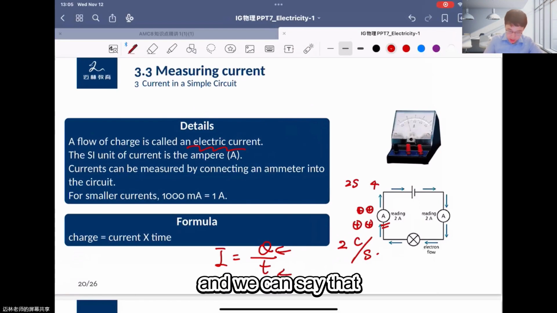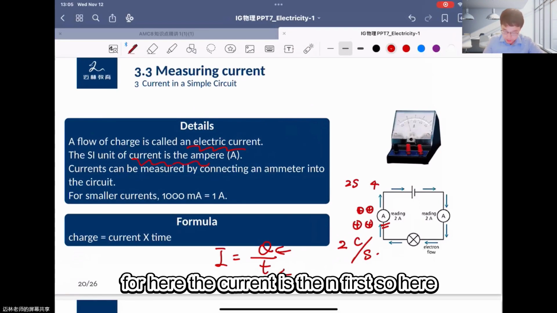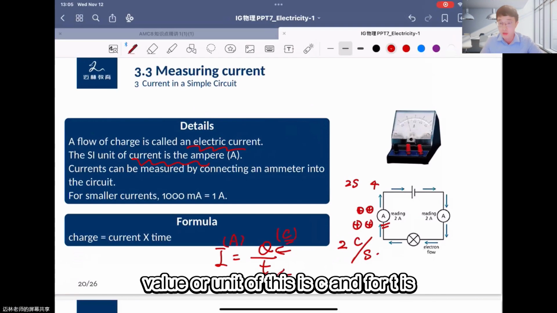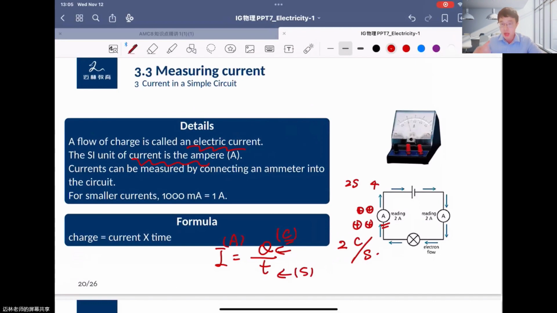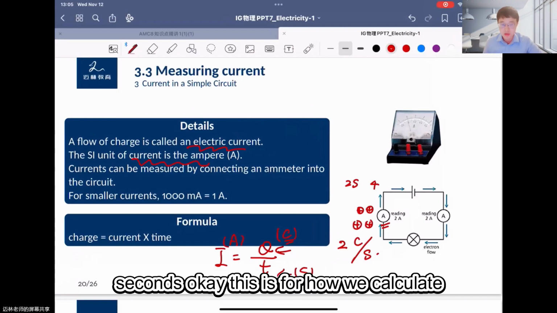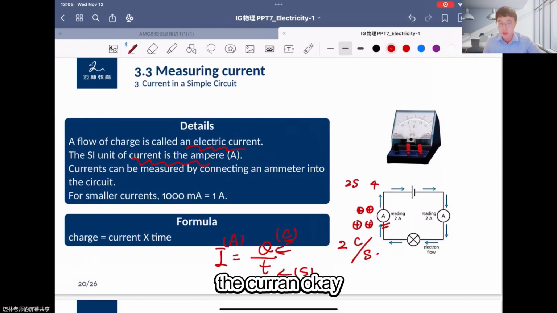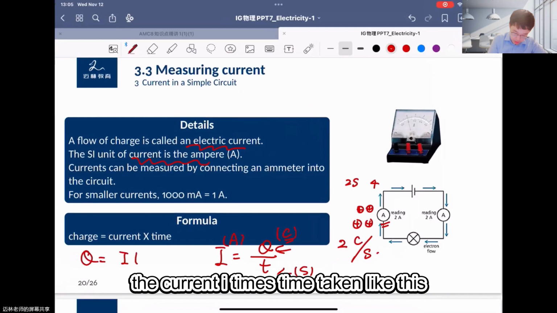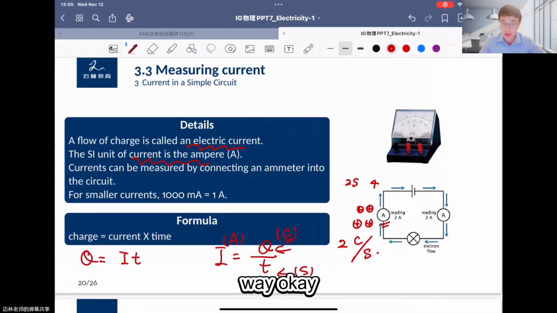And here the current is the answer. So here is the A, Q means the charge, and the unit of this is C, and T is seconds, okay? So the unit A equals coulombs divided by seconds. This is how we calculate the current. We can also set the charge Q equals the current I times the time taken.